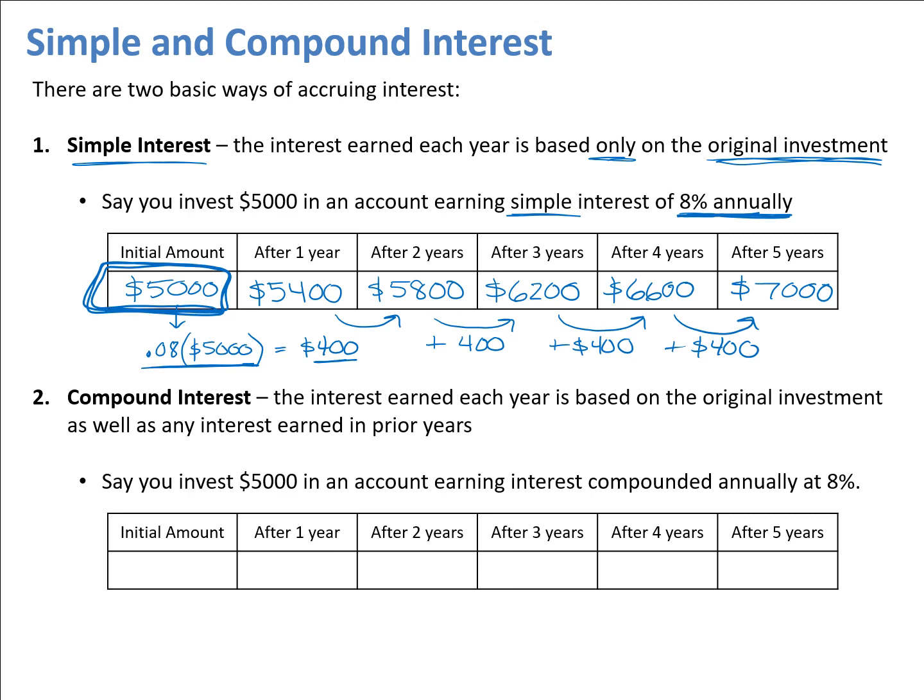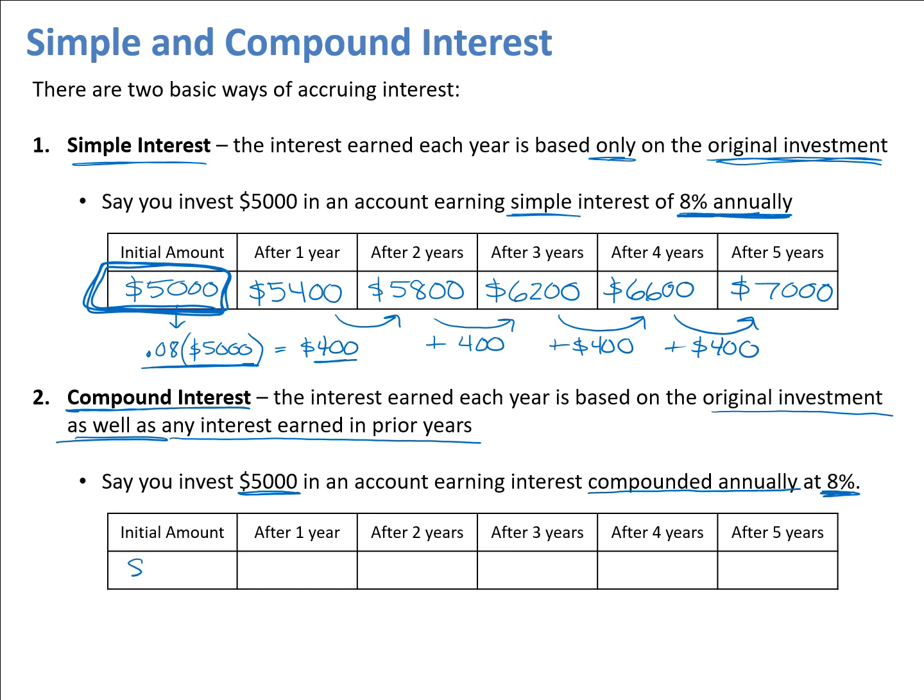Compound interest is a little bit different. Compound interest is interest earned each year based on the original investment as well as any interest you earned in prior years. So let's see that happen with that similar situation that we started with up above in simple interest. Say we invest $5,000 in the account, but this time the interest is going to be compounded annually, again, the same rate of 8%.